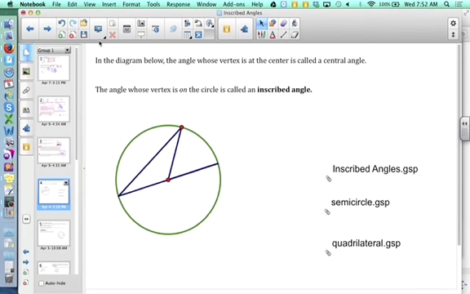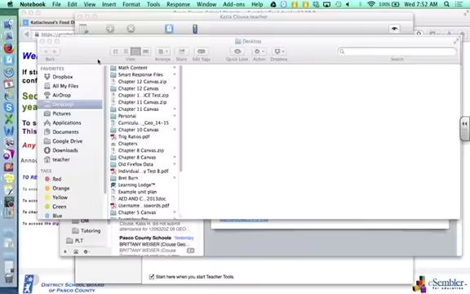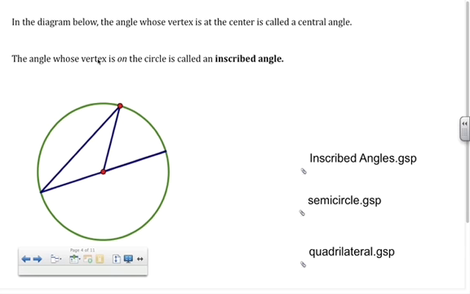Activity on my favorite program, Geometer Sketchpad. Before we get into that, though, a little bit of vocabulary.